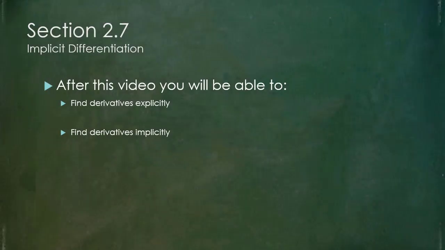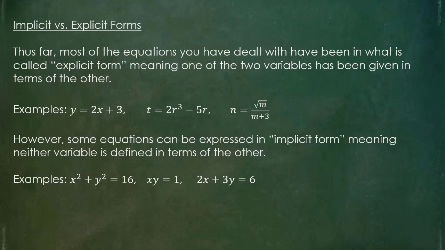Well, hello and welcome. In this video, I'll be covering section 2.7, which is over implicit differentiation. My goal for you by the end of the video is to be able to find derivatives both explicitly and implicitly. So let's go ahead and start by talking about those two key words I just said there, implicit and explicit.